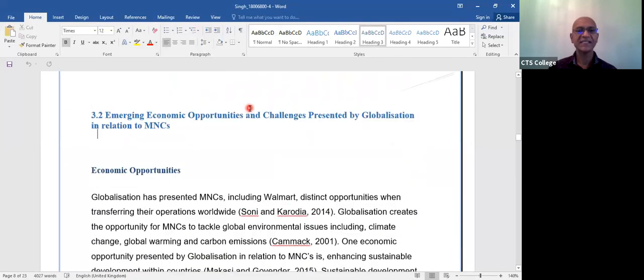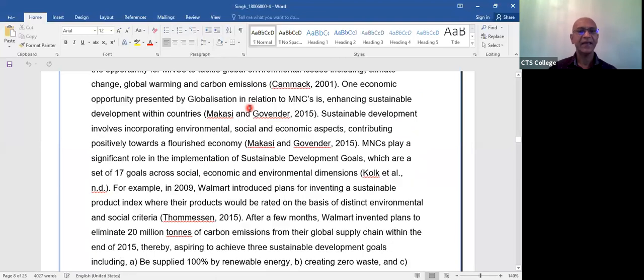So the student says that one opportunity is to enhance sustainable development goals, including reduction of carbon emissions, reduction of global warming. Sustainable development involves incorporating environmental, social, and economic aspects, contributing positively to a flourishing economy, a very nice definition. It's very current, it's 2015. And MNCs play an important role in SDGs.